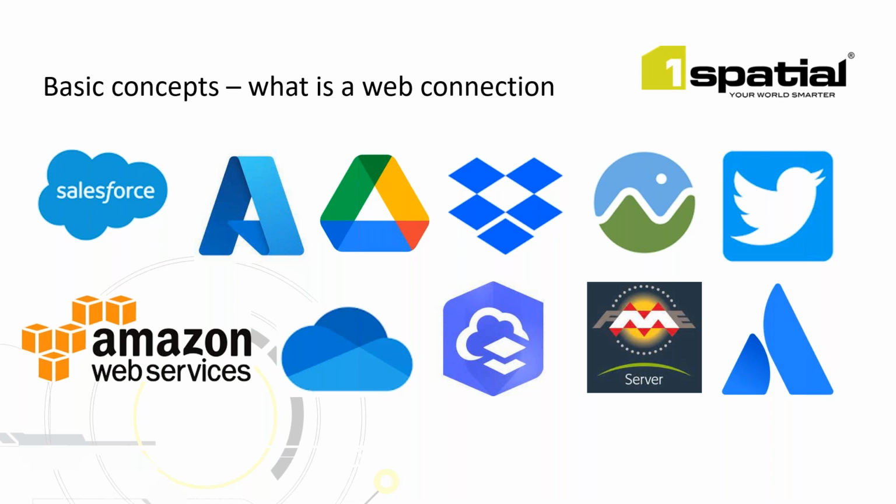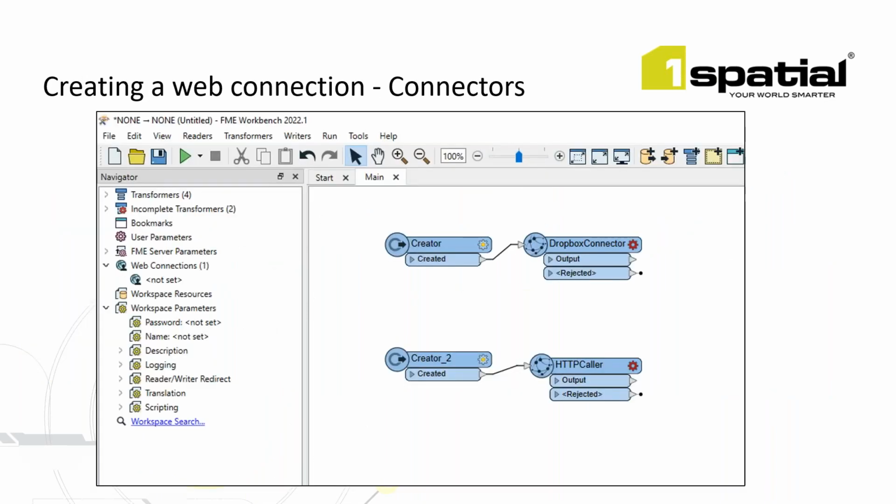Web connections can be used to connect directly to an API, for example, by using a GET request in an HTTP caller, or through a dedicated connector transformer that has been published as a managed web service within FME. Creating and managing a new web connection follows a lot of the basic procedural steps required in creating a new database connection. However, there are additional authentication steps that you will have to step through. So let's go through the two basic ways in which you can create a web connection.